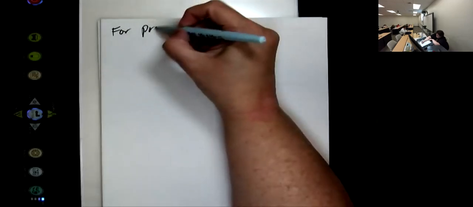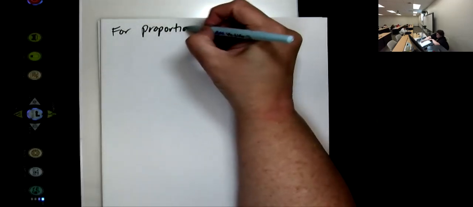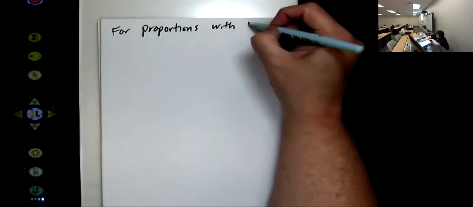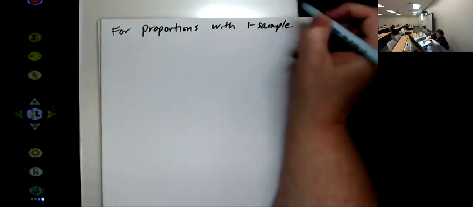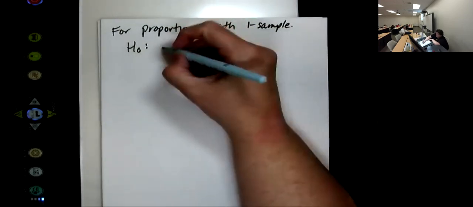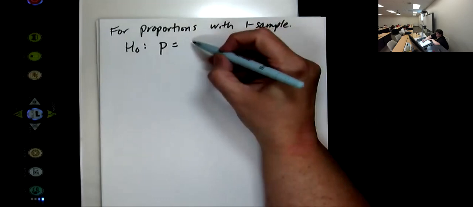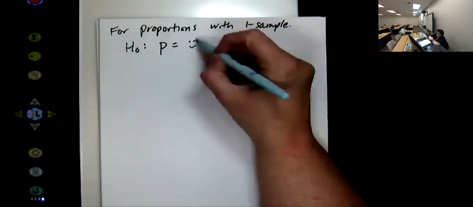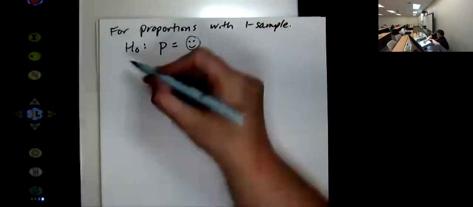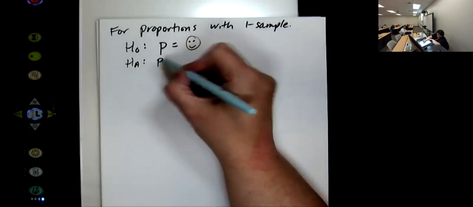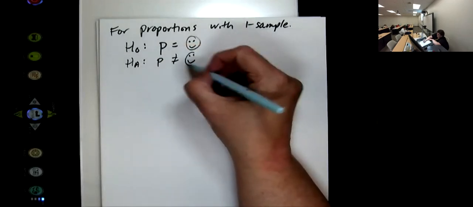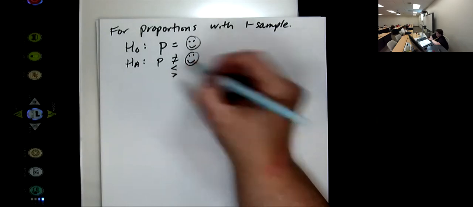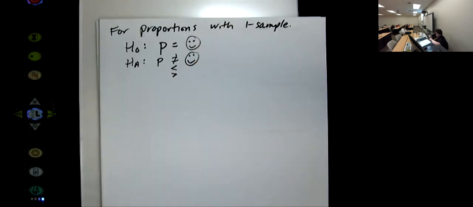For proportions, with 1 sample. Our H naught is going to be P equals whatever, some value. Let's call it smiley face value. And HA is going to be P doesn't equal smiley face value, or it could be less than, or it could be greater than. But these 2 are the same value.